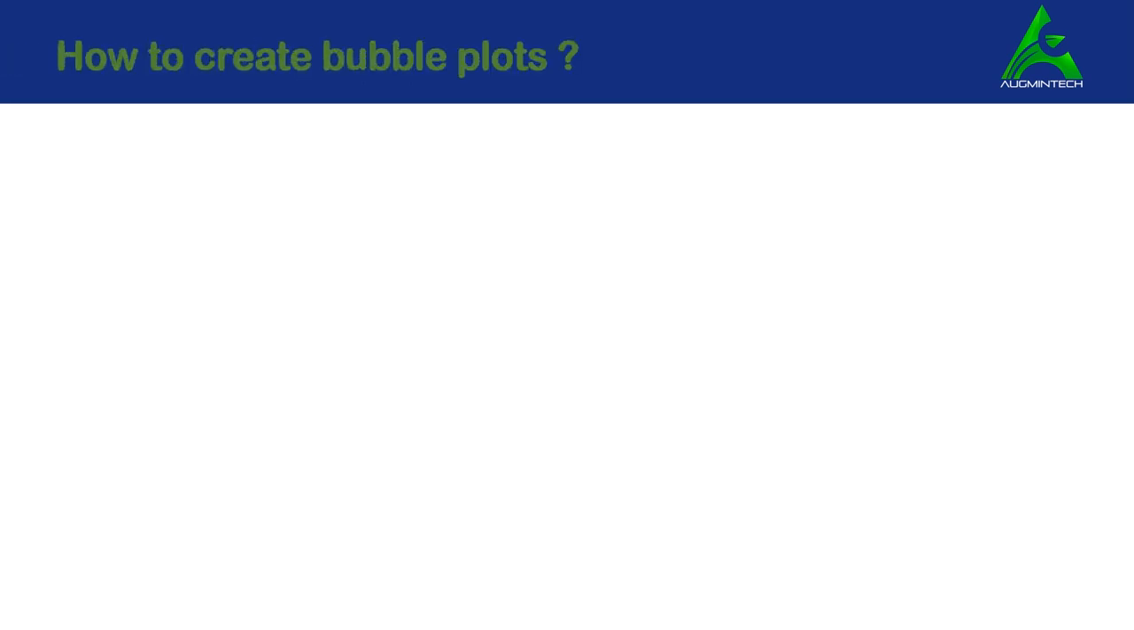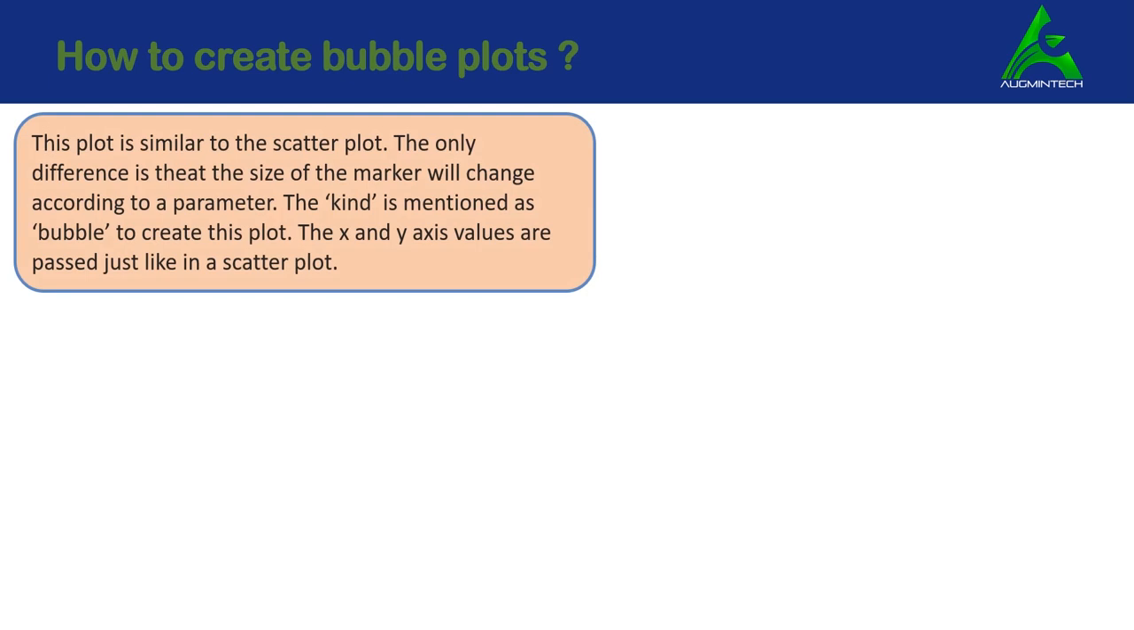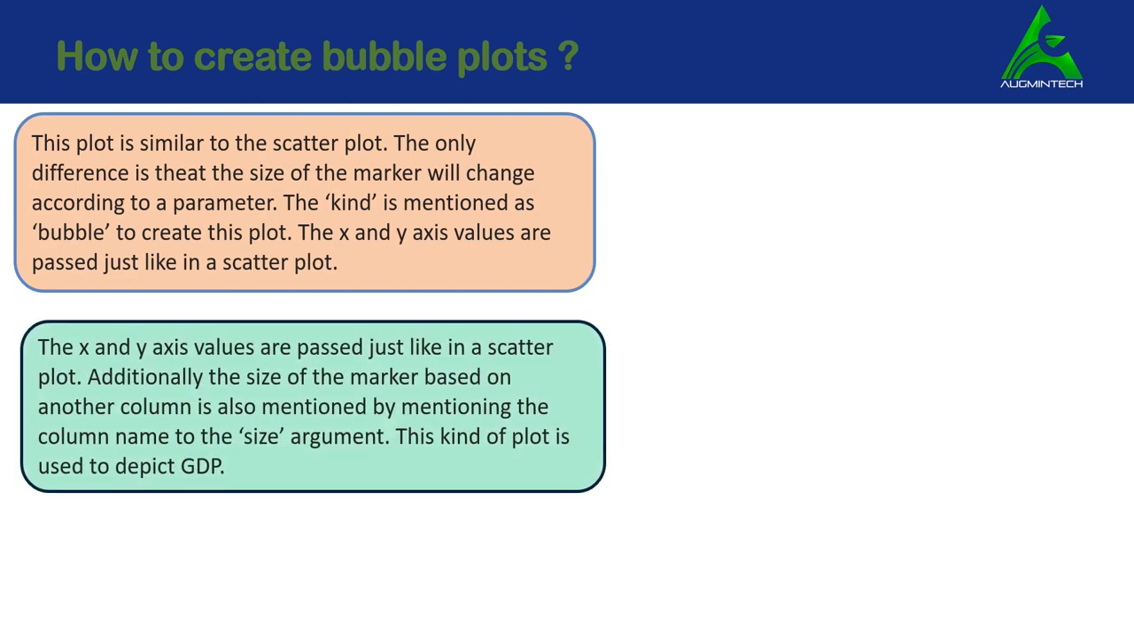Now let's see how to create bubble plots. This plot is very much similar to a scatter plot. The only difference is that the size of the marker will change according to the parameter. Again here the kind will be mentioned as bubble to create this plot, and x and y values are just passed the same as that of a scatter plot.